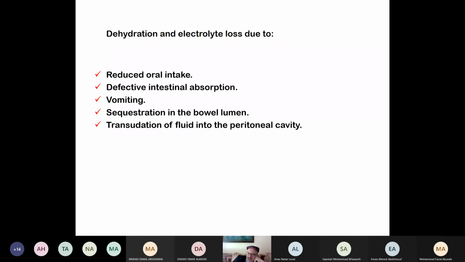And this sequestration of fluid in the bowel lumen is an example of what we call the third space loss. The patient is dehydrated, although the fluid is not lost outside the body because it is in the body, but it is not in the intracellular or intravascular or interstitial compartment. It is present in lumens or peritoneal cavity.